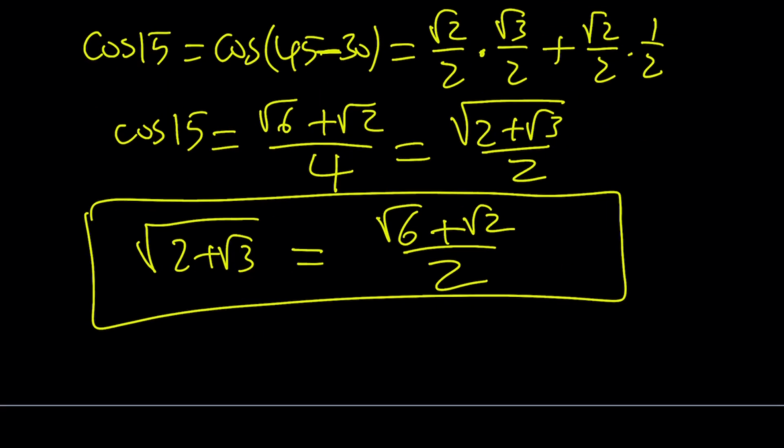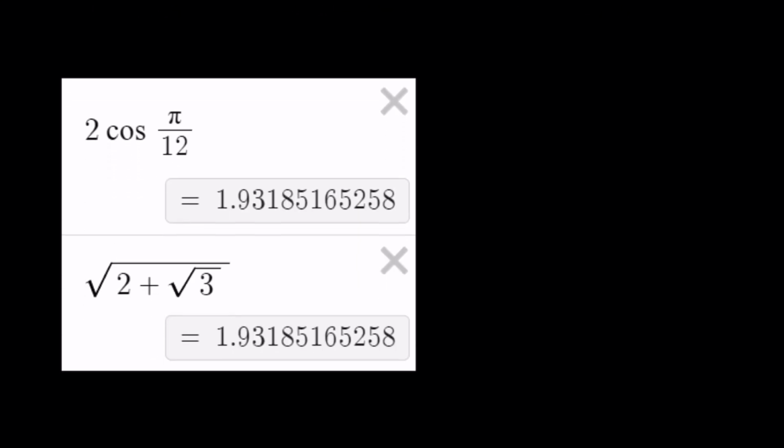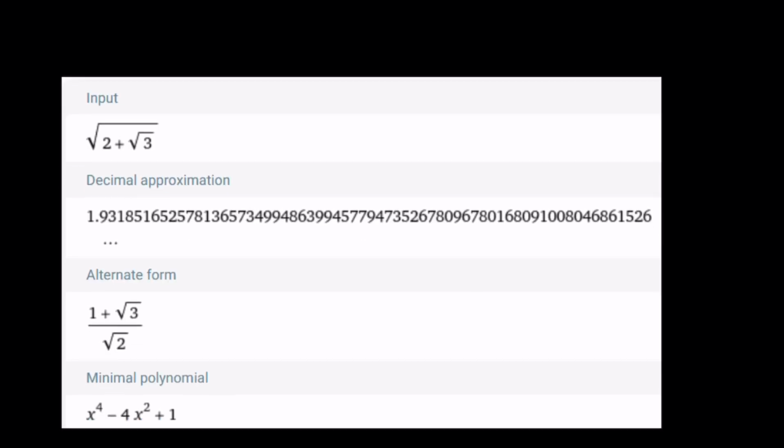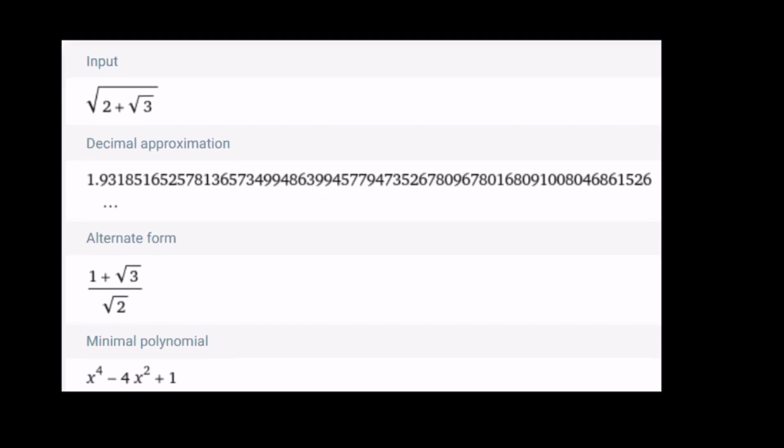Okay, great. And let's go ahead and look at these numerical values. Now you can get to see them. Square root of 2 plus root 3, which is our original expression, is equal to that, and 2 times cosine pi over 12. By the way, this is 15 degrees. All right, 15 in degrees, and they're equal, obviously. Okay, great. Let's go ahead and talk about the third method. But first, let's take a look at the Wolfram Alpha output as well.